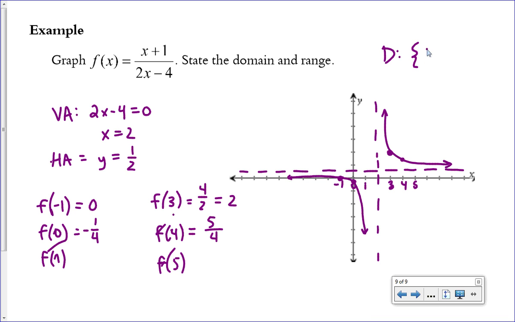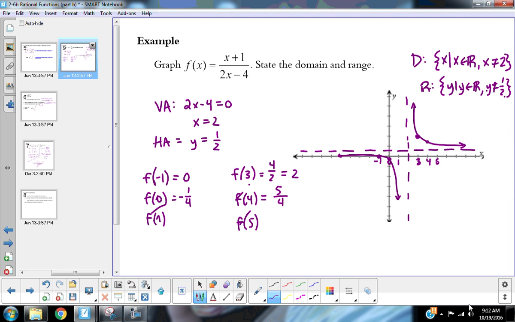State the domain and range. By now you should know. Domain is going to be all real numbers except for the location of the vertical asymptote. So here x cannot equal 2. And range is going to be all real numbers except for the location of the horizontal asymptote, which here is 1/2. Make sure that says cannot equal. And that is all.